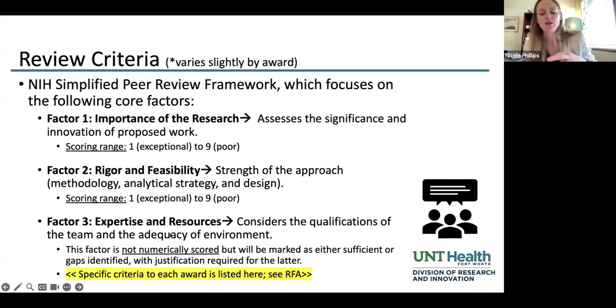And then factor 3 is some of those more yes/no questions, like is the environment robust enough to do the work? Do they have the resources they need? Does the team have the expertise they need? So less of a scale, more of a yes or no kind of response to those. So this is the variability in the review criteria. There is some variability by award, and it will be in this factor 3 section. So make sure you pay attention. I'll highlight some of those in a second, but pay attention to the award specific criteria that are listed here under factor 3, because there may be some additional things that the reviewers are going to be specifically looking for.